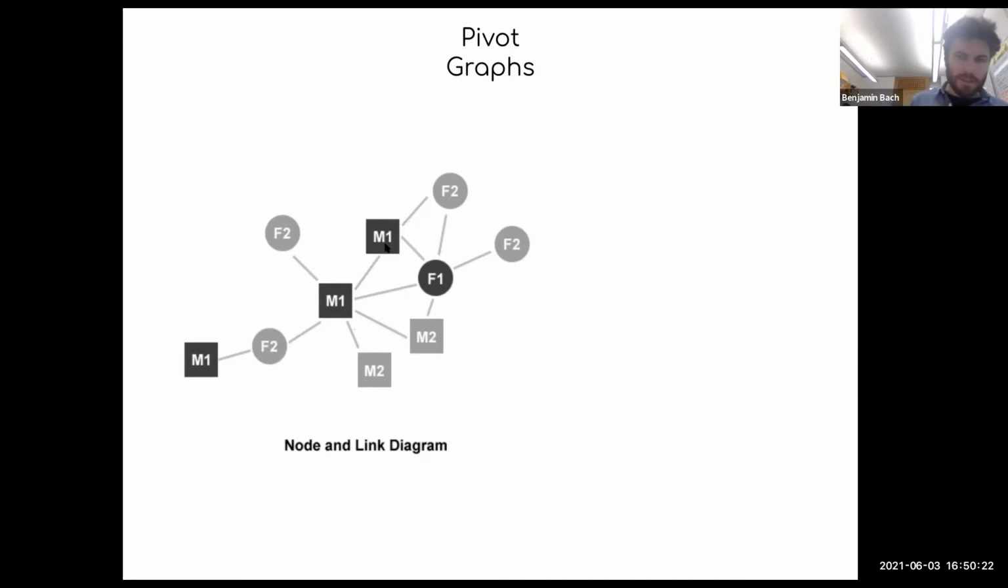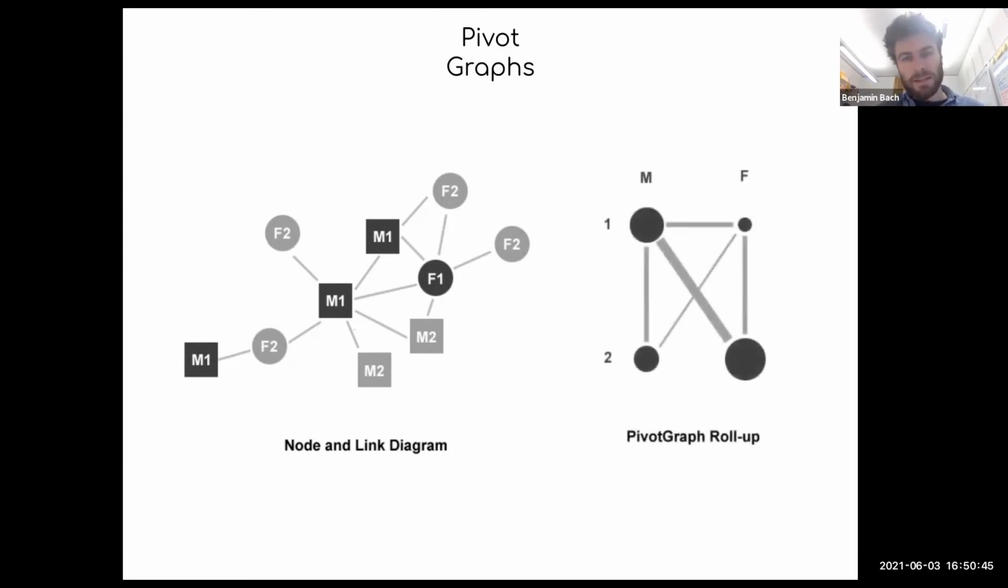Now you can create such a network, and this is a fairly small example, but if I ask you, are the males from family 1 connected to the females from family 1 more, or are they more connected to females from family 2? That will probably take you a while to figure out, even though you see all the information, but it's not pretty attentive. Now, what a pivot graph does is it aggregates these nodes by attributes, and this is super powerful.